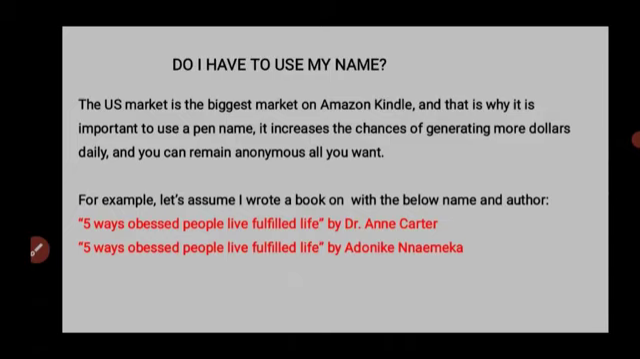So, 5 Ways Obese People Live by Dr. Ann Carter. And then you say 5 Ways Obese People Live Fulfilled Life by Adonike Sylvester. Well, Adonike is my surname, and Nemeka is my Igbo name, my local name. So just imagine seeing these two types of books. Which one will you choose if you're from America? This is a no-brainer. You will actually go for number one, because the doctor is ascribed to it, and the name sounds more learned than the name below, right? So I will be showing you, when we publish our book live, how to actually use these pen names to make more sales and publish your book, right?